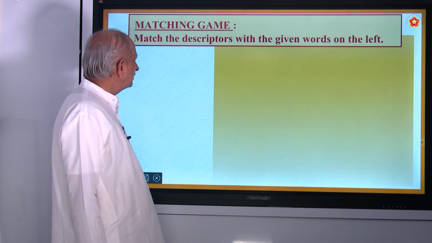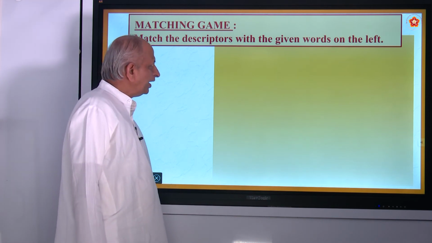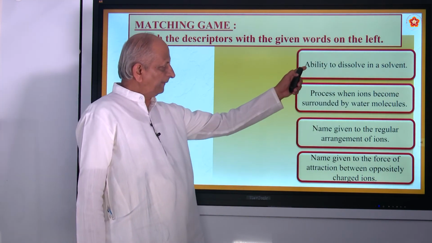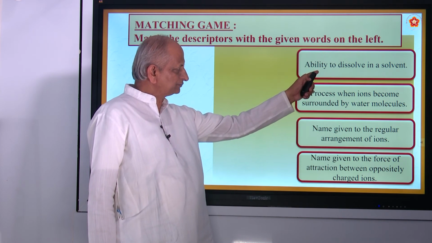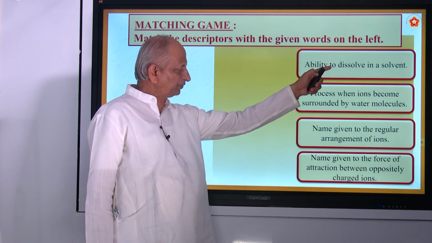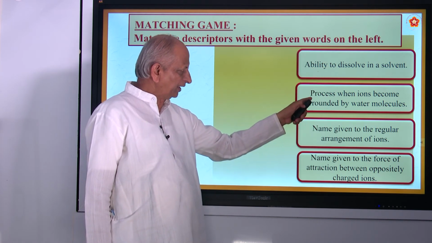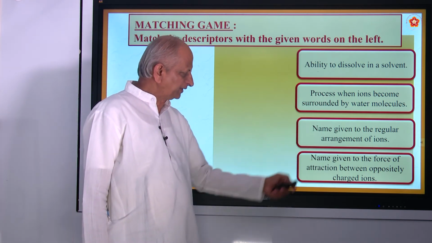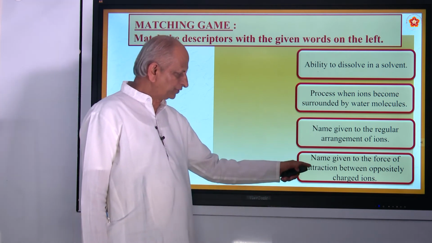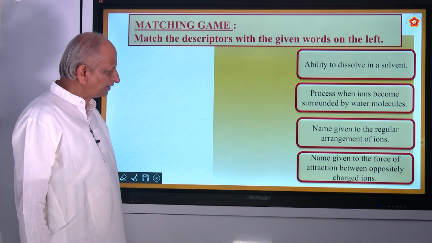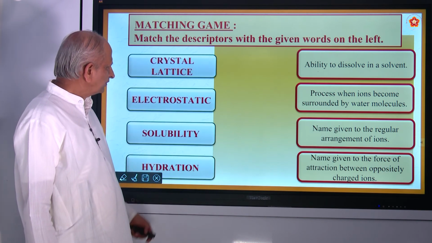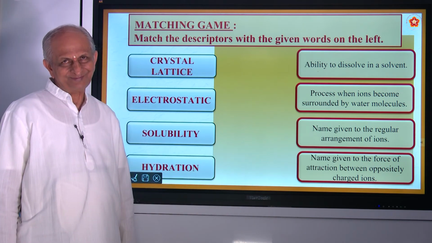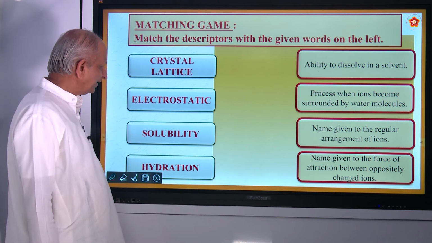Okay. Now, let us see one game. You have to match the following. The question is, ability to dissolve in a solvent. Salt, for example, if it dissolves in water, what do you call it? Process when ions become surrounded by water molecules. Name given to the regular arrangement of ions. Name given to the force of attraction between oppositely charged ions. So, these are the answers. You have to match this. Can you do it? Okay? Come on, let us see how to do it.